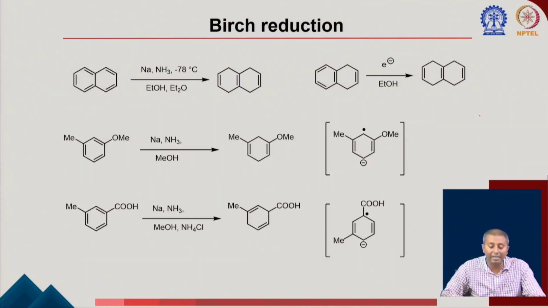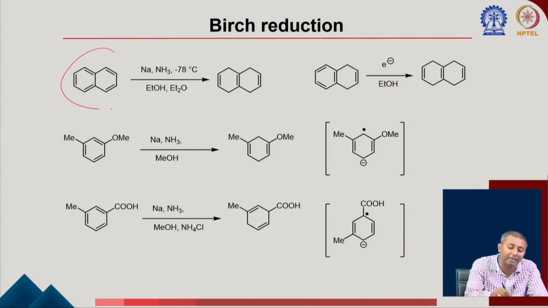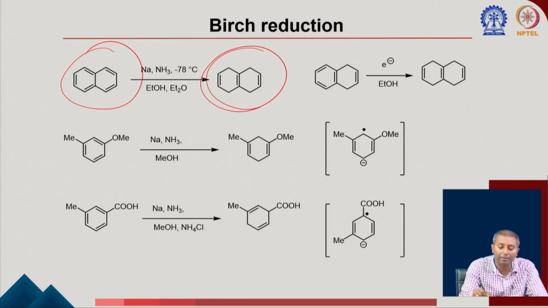Some of the examples here, now we are talking about naphthalene. Okay, once you have a naphthalene, again one of the rings is getting reduced to get to this compound here. Okay, you can see this is very similar to the benzene ring. You can see there is an H coming here.